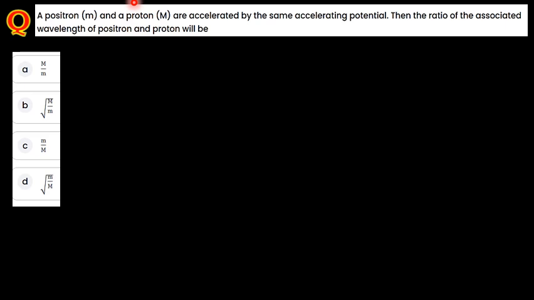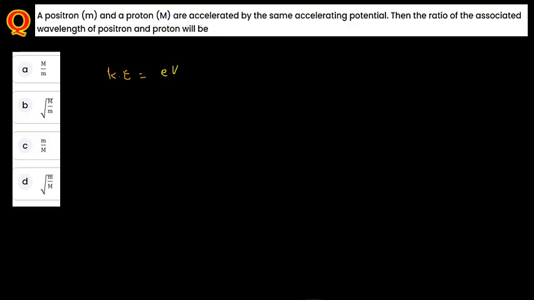Both are positive, but the proton is about 2000 times heavier than the positron, and both are accelerated with the same potential. In that case, both positron and proton acquire the same kinetic energy. Kinetic energy is equal to half mv square. So kinetic energy will be equal to the applied electric potential, that I can mention as E into V.